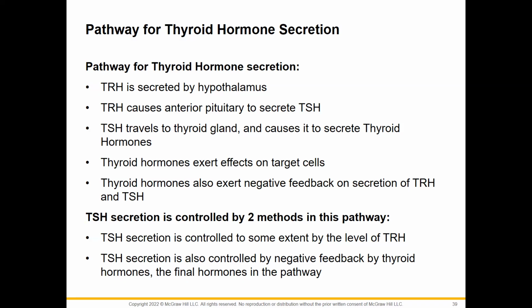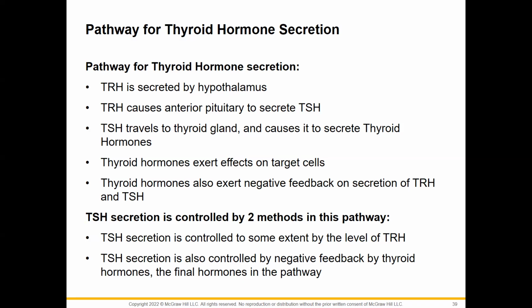The anterior pituitary is then going to secrete TSH, thyroid stimulating hormone. Now this is the hormone that is going to actually stimulate the thyroid to produce its own products. TSH will go into the bloodstream and travel to the thyroid gland, and that is going to stimulate the thyroid to secrete its hormones. Thyroid hormone can then go into the bloodstream and affect the target cells.